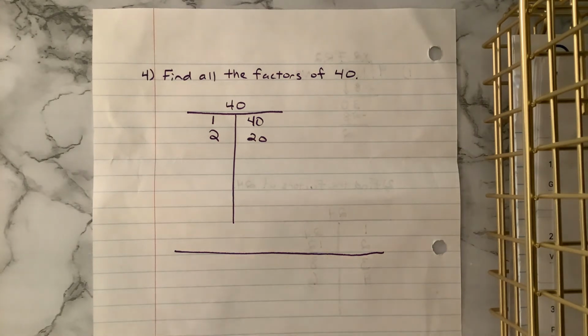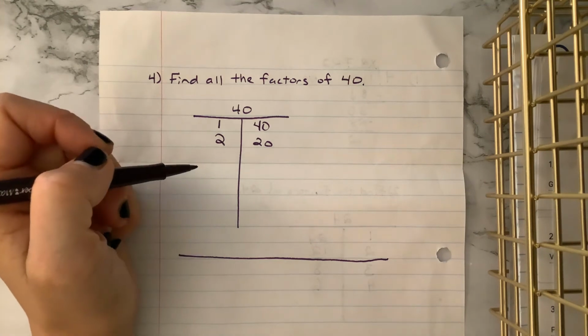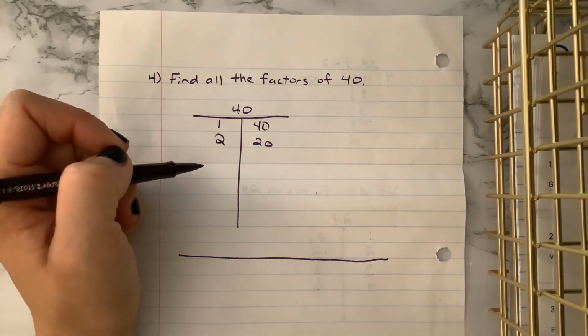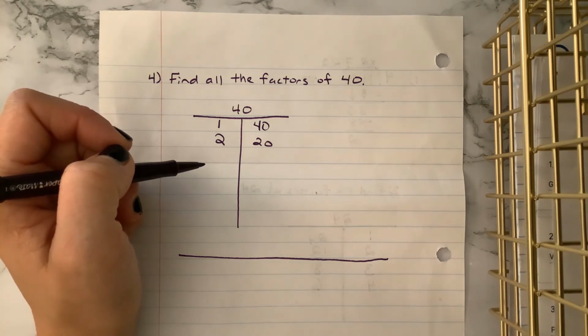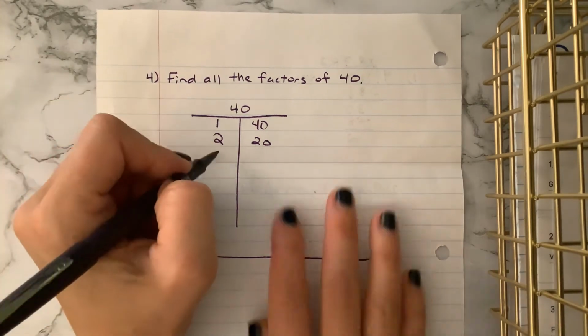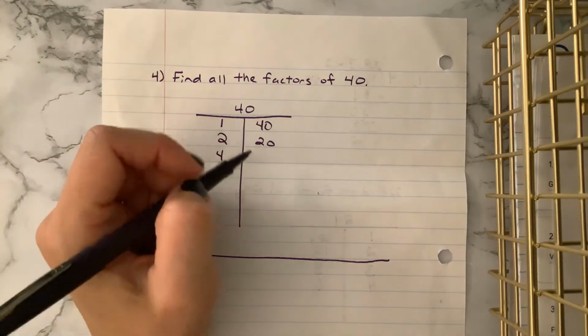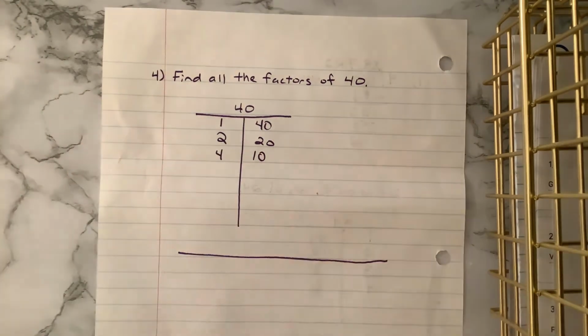Our next logical step is to check 3 as a factor. If you weren't sure, you should have tried your division, and if you tried to divide by 3, you would have found out that it does not go in evenly, so 3 is not a factor of 40. So next we check 4. 4 times 10 is 40.